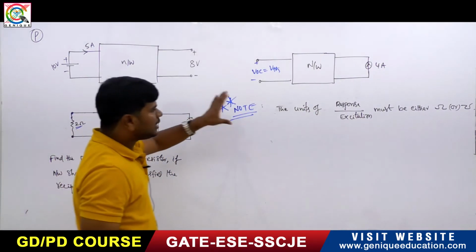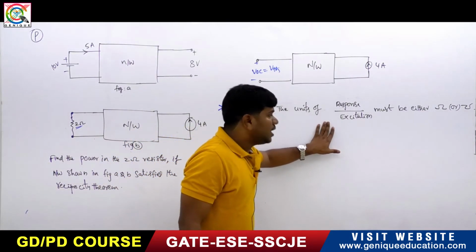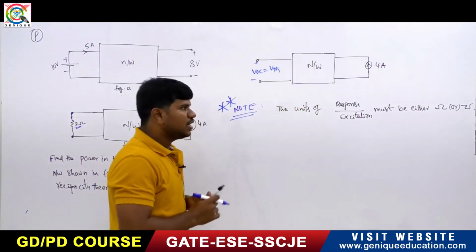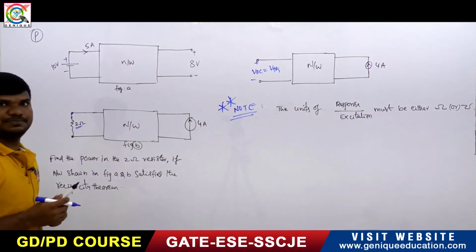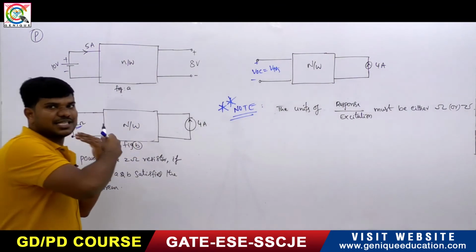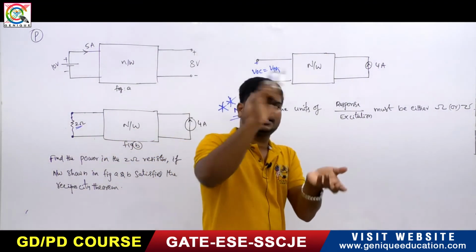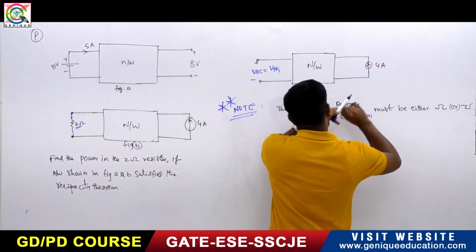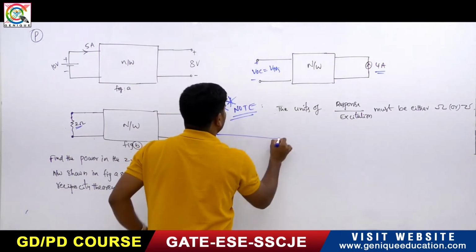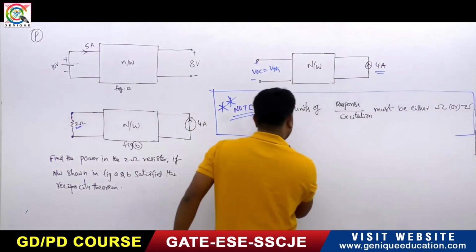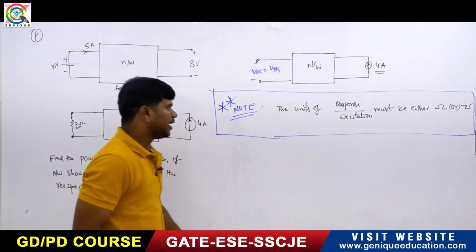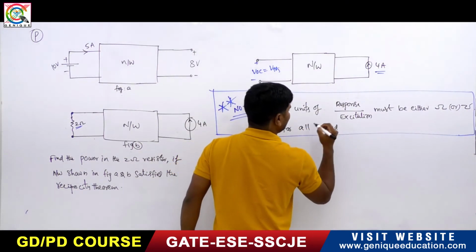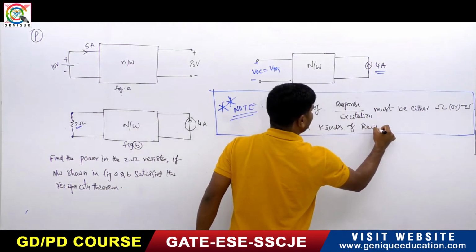You have to identify this. While you are applying the reciprocity theorem, the response to excitation ratio must have either ohms or mhos. This is a very, very important point you should learn. If you observe, in the previous cases also we have taken current by voltage or voltage by current. Similarly in this question, there is a 4 ampere source, and this is common for all kinds of reciprocity theorem problems.